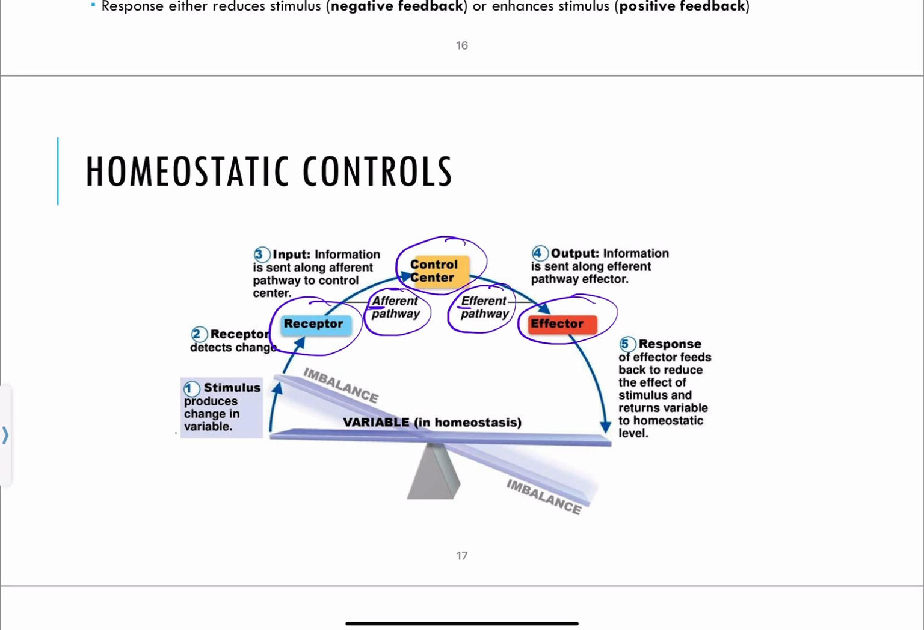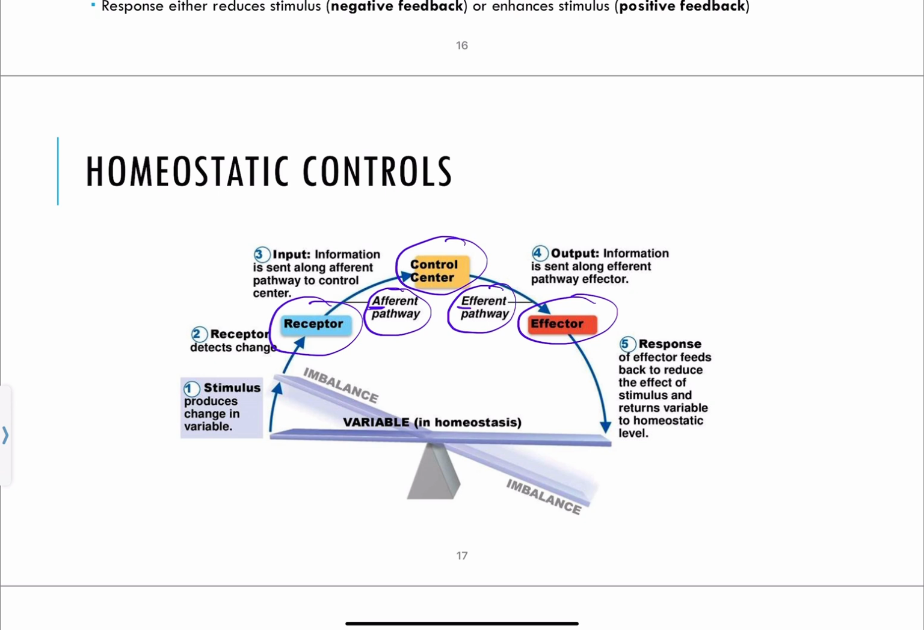So we have our initial stimulus here. That's going to be received or perceived by the receptor. The receptor is going to send information along the afferent pathway to the control center. The control center could be any organ in your body. A lot of times it's somewhere within your central nervous system, but it could also be an organ like your pancreas if we're talking about insulin control.